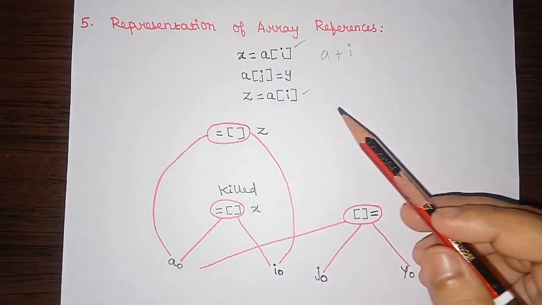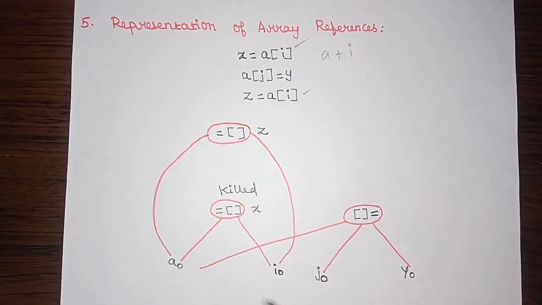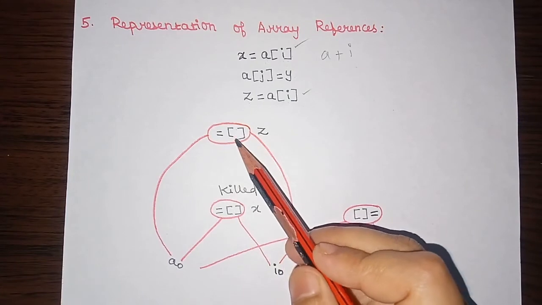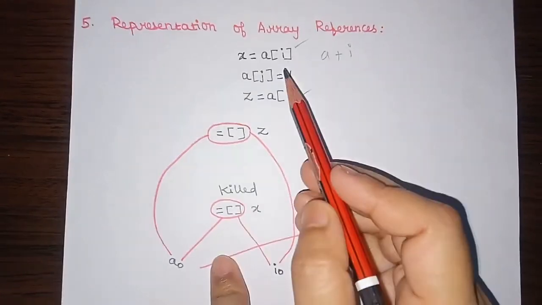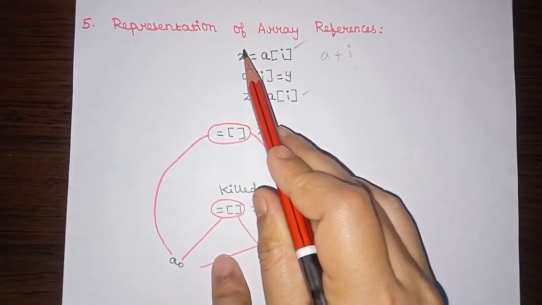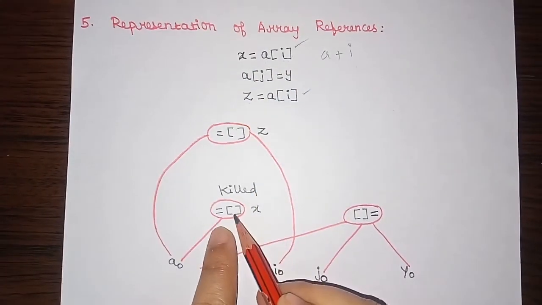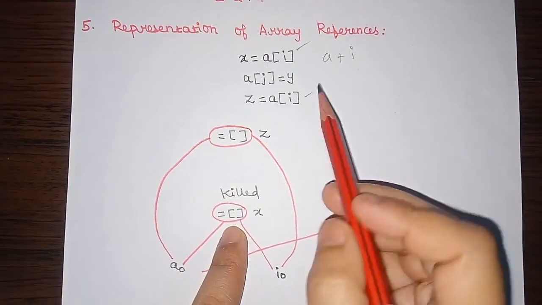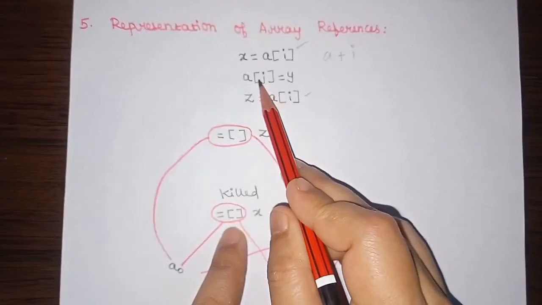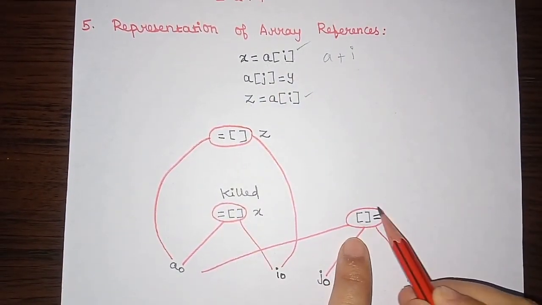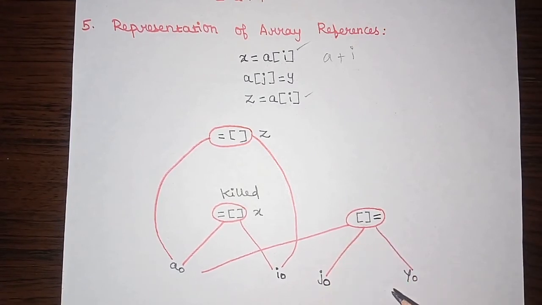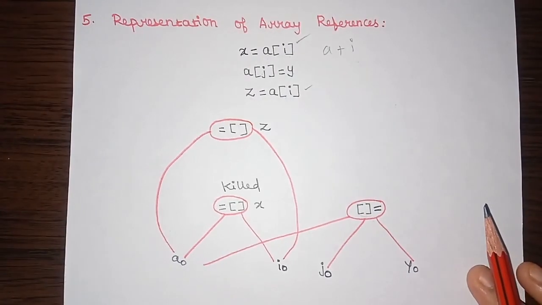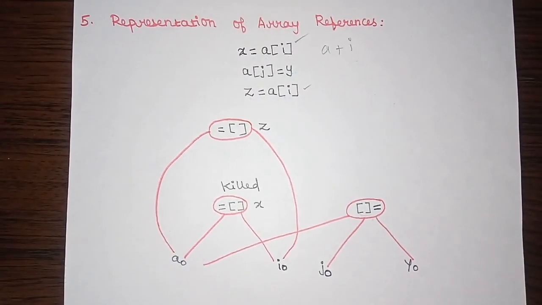So how we can construct the DAG for this given statement is in this way. Here we have a node, and this node has the operator. When we are assigning the array to a variable, then we have to use this kind of operator. And when we are assigning the value to an array, then we have to use this kind of operator here. This is how we can represent the array in the form of DAG.